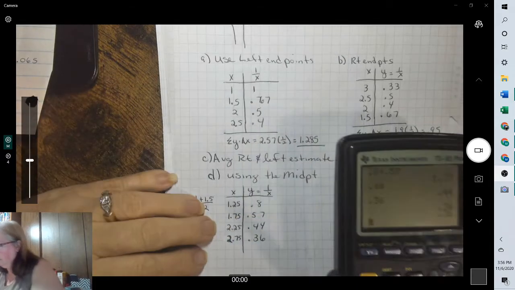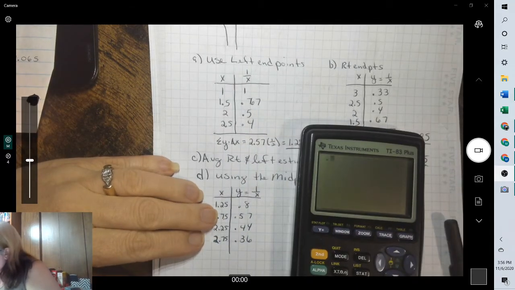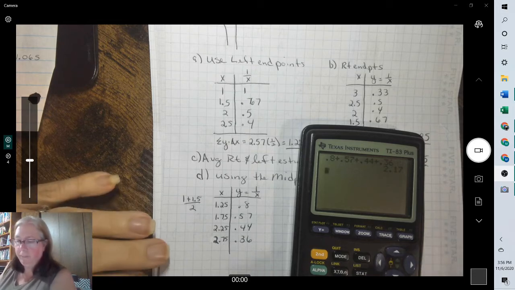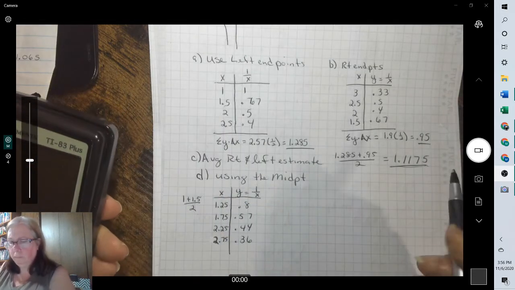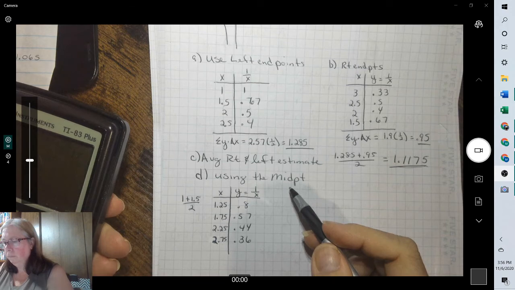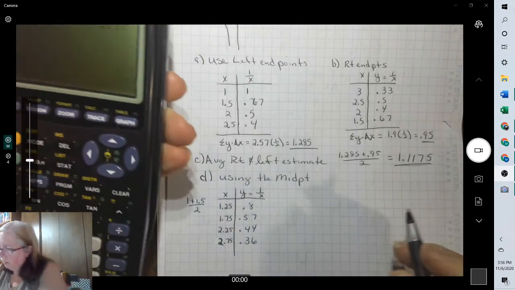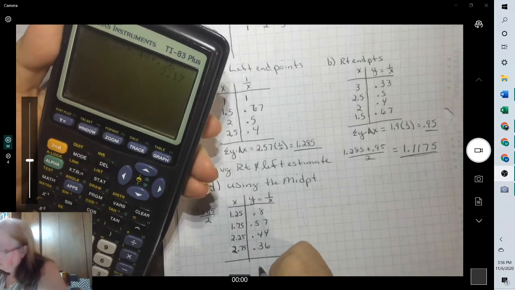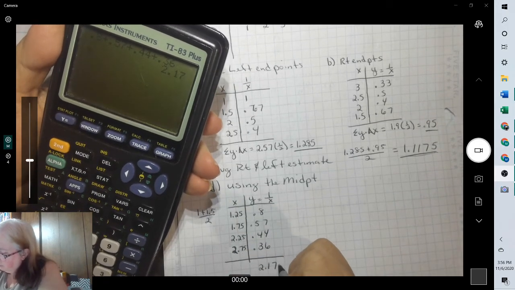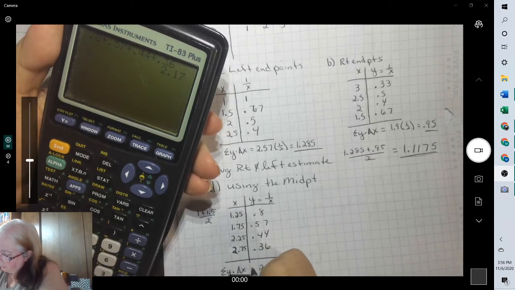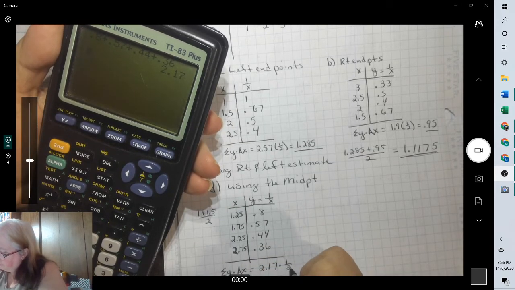I wasn't hitting plus. There we go, 2.17. There was something, oh, it's because of the extra 4. Okay, 2.17. Adding them up. But then don't forget your change in x, which was 1/2.